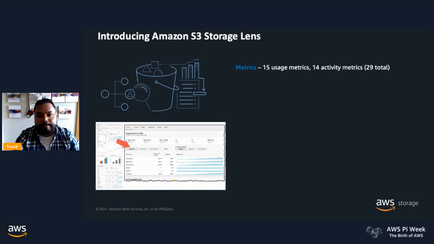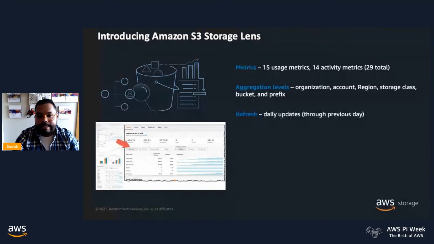This leads me to my next point, which is aggregation. S3 Storage Lens provides aggregation from the highest level, which is AWS Organizations, down to a very granular level of prefix. Third, metrics are updated on a daily basis. Think of it like a daily snapshot to see your storage, your usage, activity, and what you had at the end of the day.